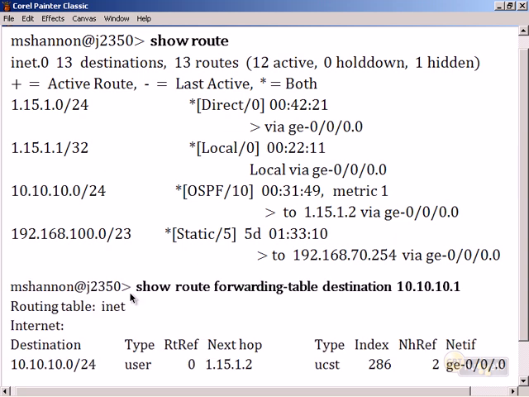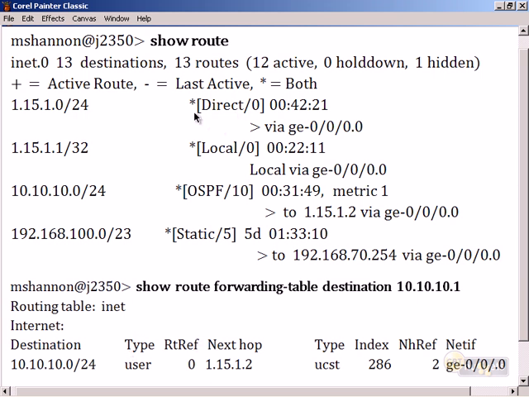So here's an example of a forwarding table entry with the show route forwarding-table destination 10.10.10.1 command. As you can see here, our forwarding table doesn't have all the prefix attributes that we see up here in the inet.0 table. It just has the basic information it needs to handle traffic destined for the 10.10.10.0/24 network. For example, the next hop and the network interface, gig E000.